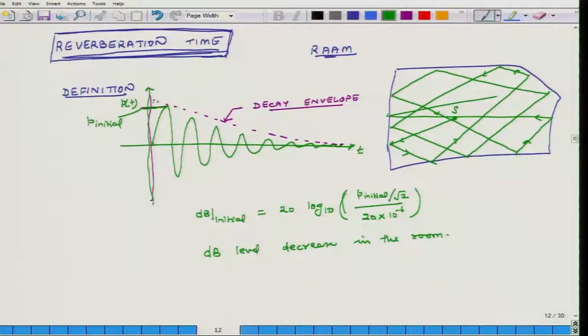When I stop it, at that very instant the pressure is very high, but the sound does not become 0 all of a sudden. Sound keeps on continuing to bounce at all the places, and as it travels and bounces its amplitude keeps on decreasing. So, this decrease happens something like this. The dB level keeps on decreasing in the room with time.